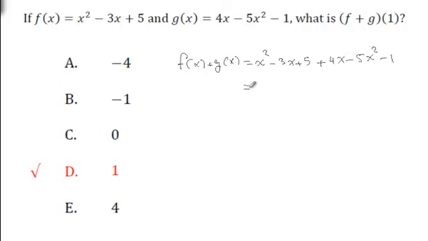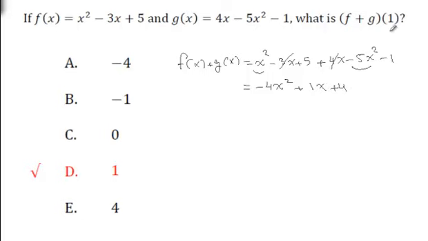So take care of this. When you use a minus sign, it's different than when we add. Now, we are adding: x squared minus 5x squared, you get minus 4x squared. Minus 3x plus 4x is equal to plus 1x. Okay? 5 and minus 1, you get plus 4. So now this is the sum of the two functions.